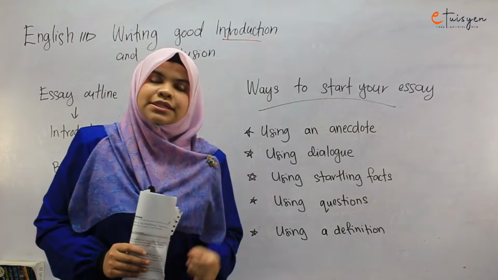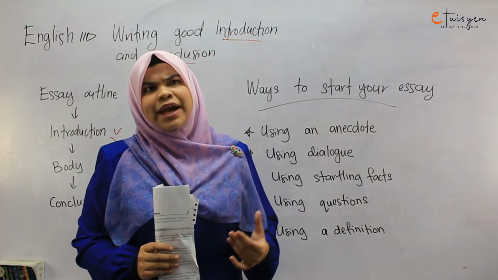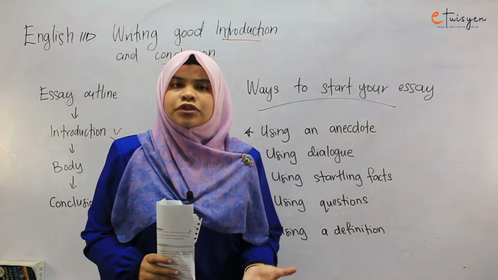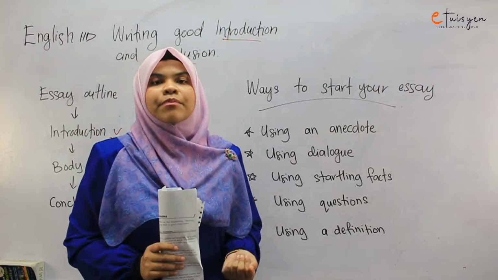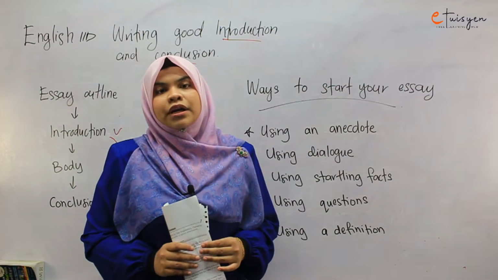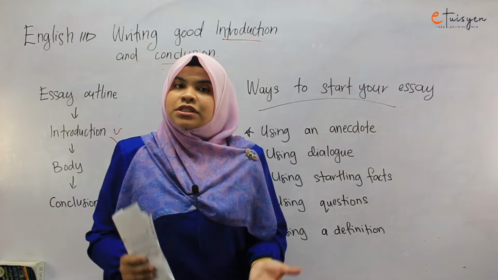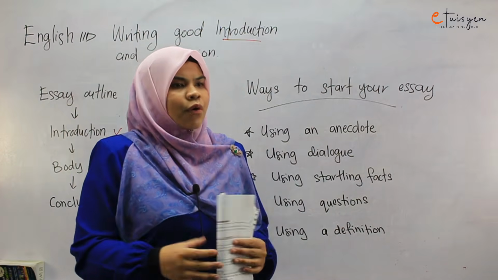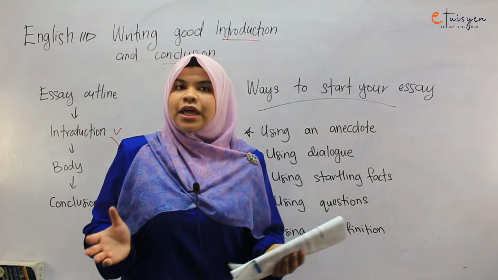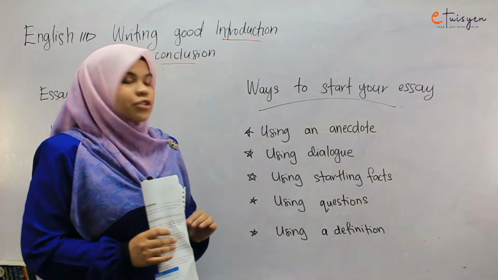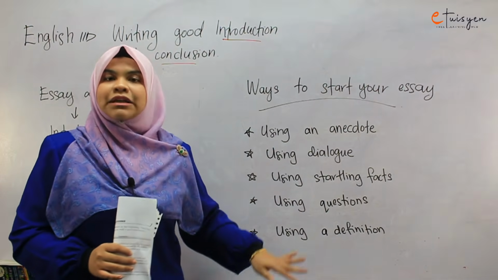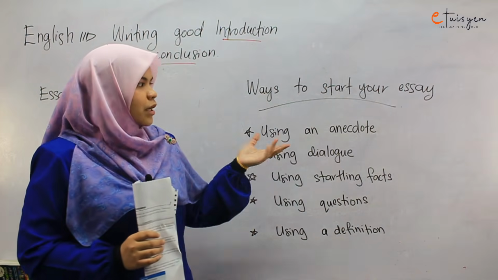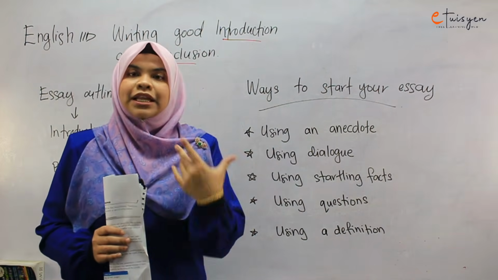Now, if the question is asking you to write about a general topic, like the example that I used just now, recycling, or how to save time, ways to manage your time properly, or how to save money, those really general topics, it's good to use startling facts, questions, or a definition because it gives a formal kind of vibe. And the first two, anecdote and dialogue, give an informal one.